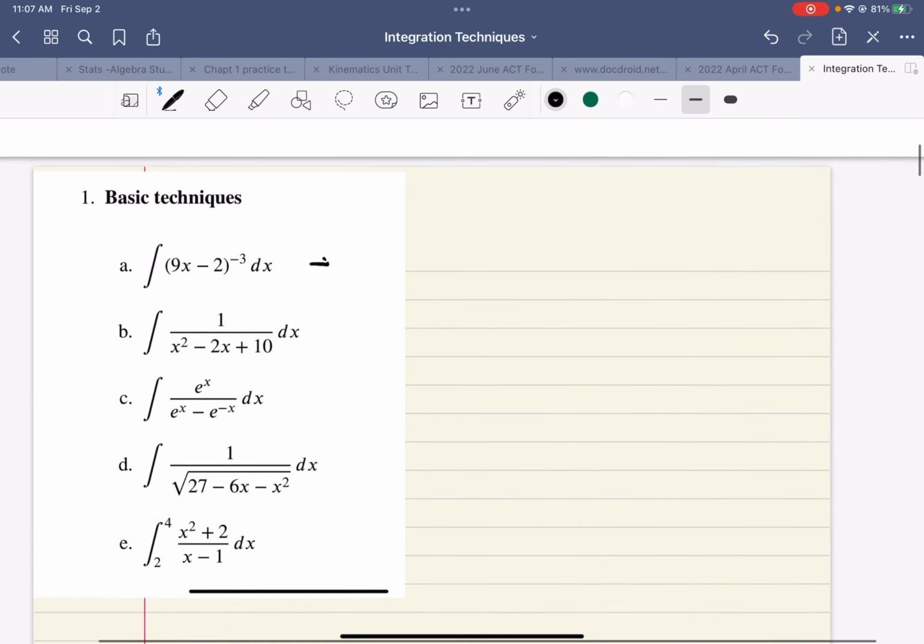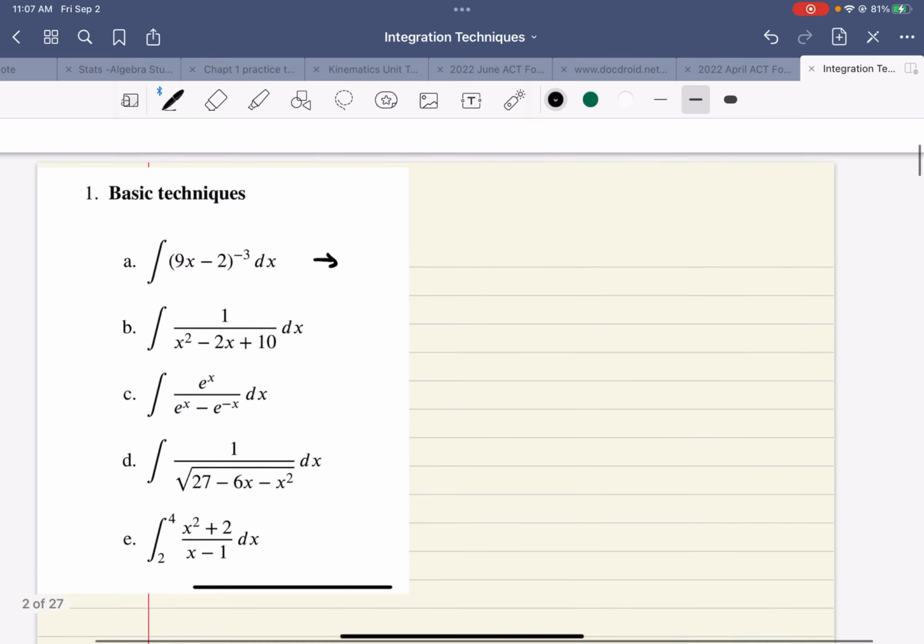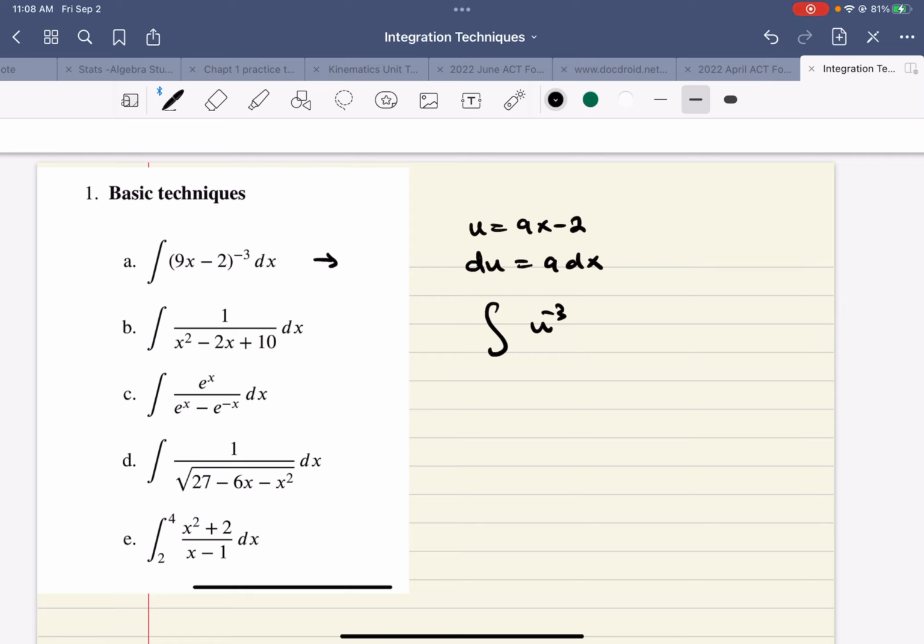So for this one, I'm going to use u equals 9x minus 2. When you take the derivative of both sides, du equals 9 dx. So that will change it to the integral of u to the negative 3, and dx is 1 over 9 du. So 1 over 9 you can take in the front. So you use the power law: 1 over 9 times 1 over negative 2. When you add negative 3 plus 1, it will be negative 2, and then u to the negative 2 plus c.